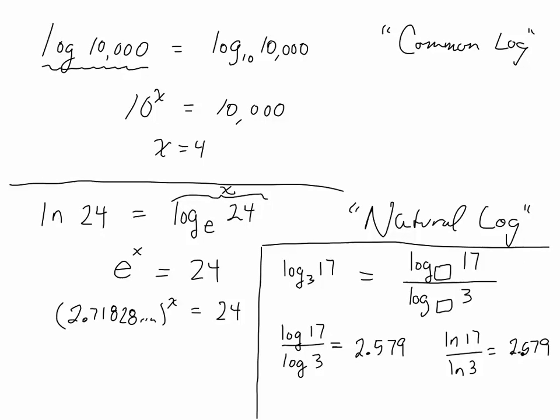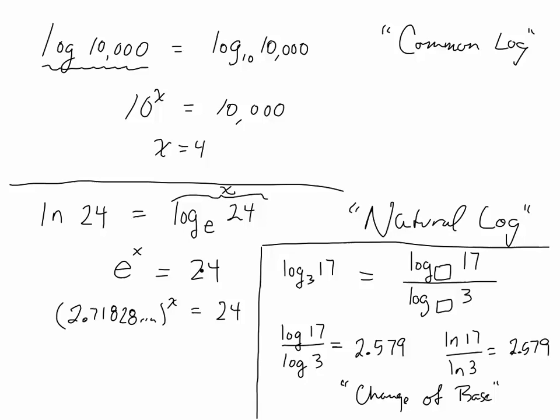So this formula is called the change of base formula, and it allows you to get that exponent, that number, if the base is something other than 10 or e. Set up that ratio and choose the base to be whatever you want. But don't lose sight, what does this number, 2.579, mean in the context?